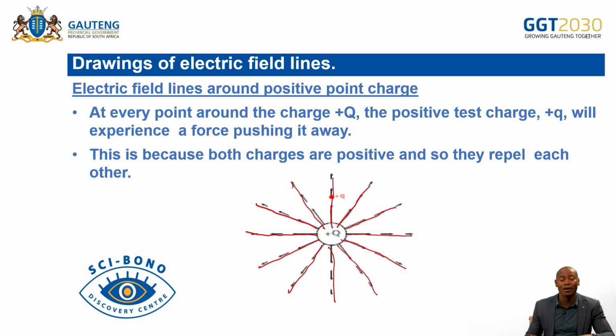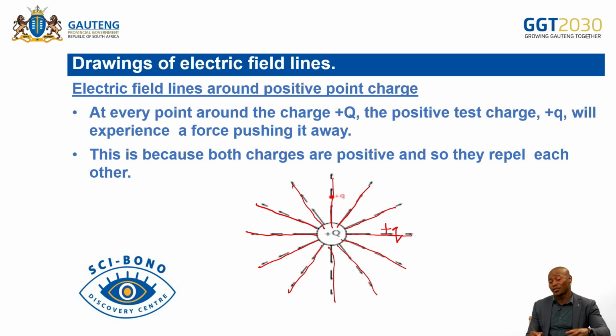Then how do we determine the direction of the electric field? For the direction of the electric field, we use a positive test charge. This is the electric field, so I can place the positive test charge anywhere here, right? Okay.